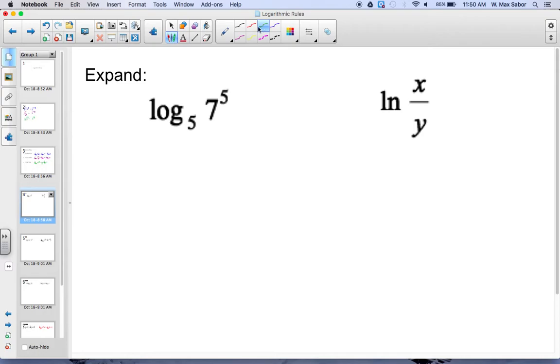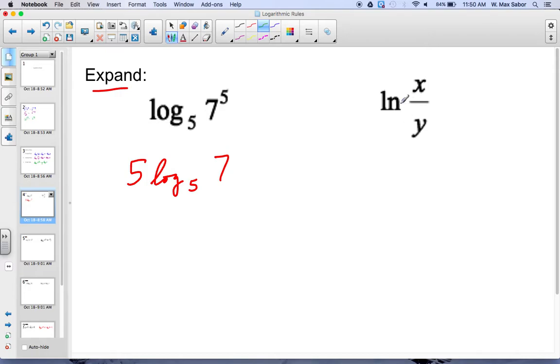So how do we apply these? Well, you just have to memorize each of the rules. Based on the power rule, because this is a power, we can say that this is the same thing as 5 times log base 5 of 7. And the directions here are expand, so write it with more logs and less inside of the logarithm. And sometimes we're expanding, sometimes we're condensing.